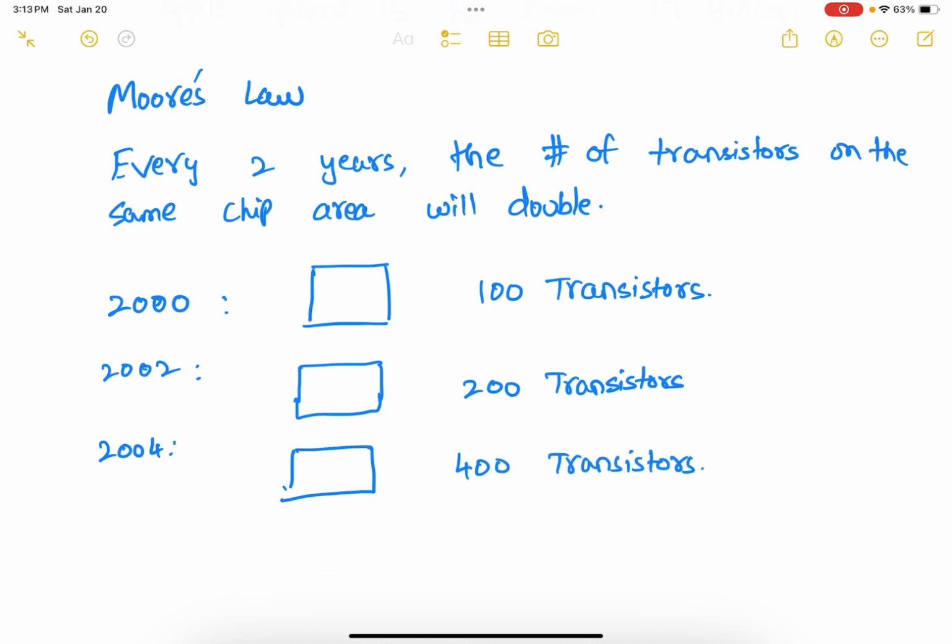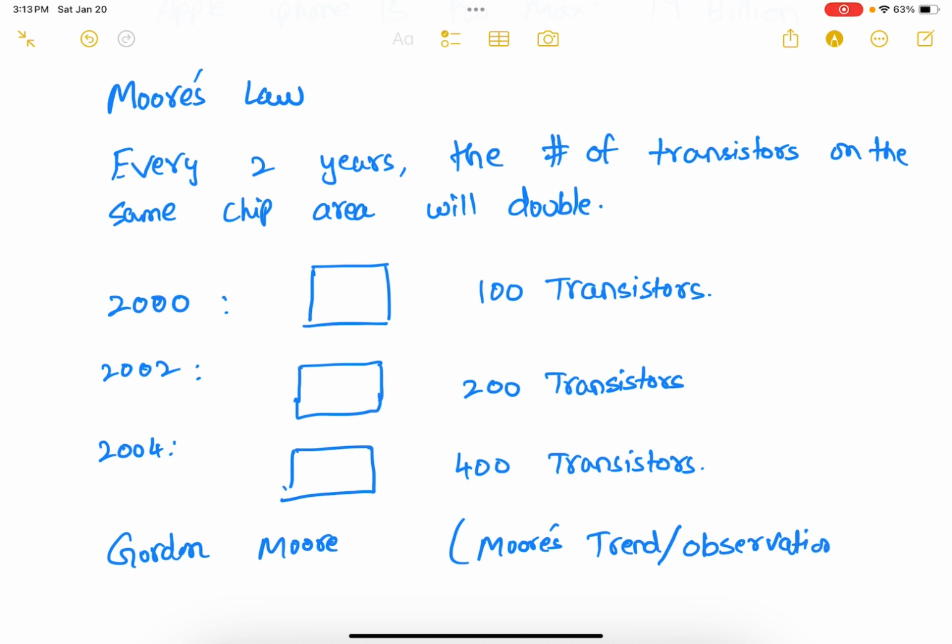Moore's law is not exactly a law. It was a trend that was observed by Gordon Moore, the founder of Intel. Moore observed that every 2 years, the number of transistors in the same chip area is roughly doubling. I prefer to call it Moore's trend or observation. It's not exactly a law, but it's a very common misconception.